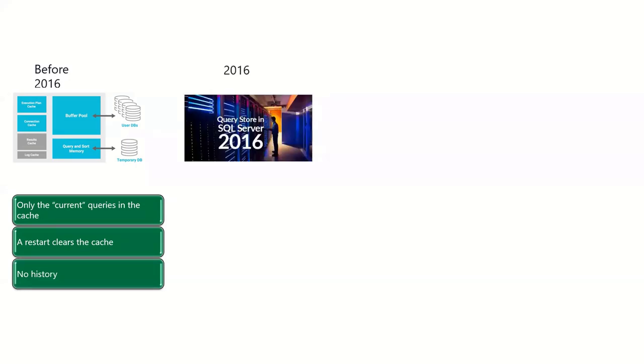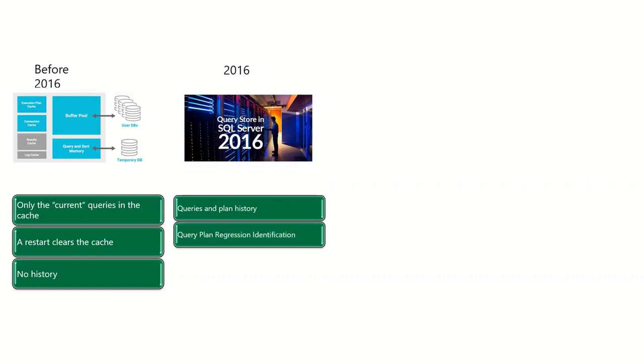In 2016, SQL Server 2016 brought Query Store. Query Store stores a history of queries and plans executed inside each database. We can enable Query Store at the database level and store this history, queries and plan history. So Query Store is capable of analyzing this history.